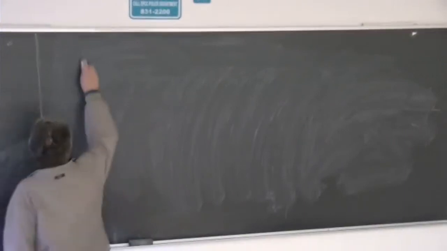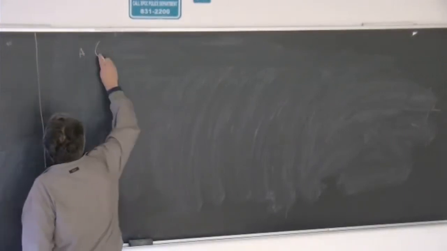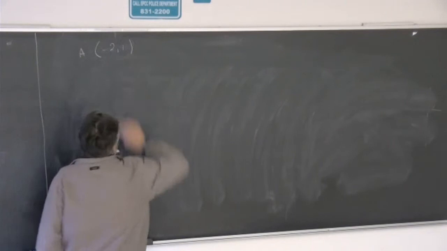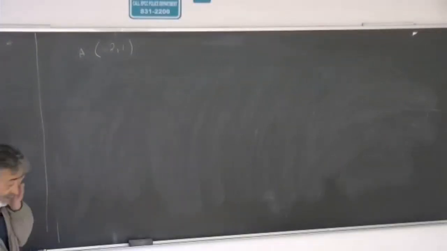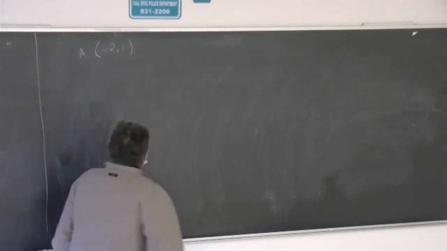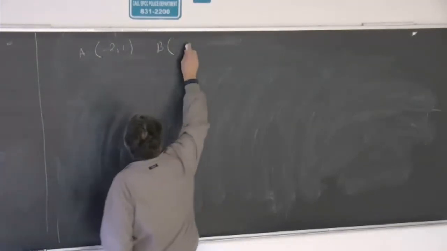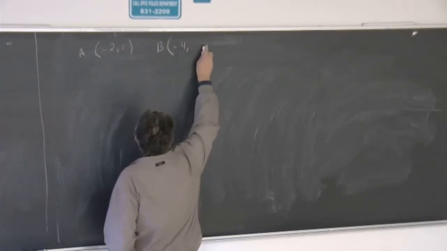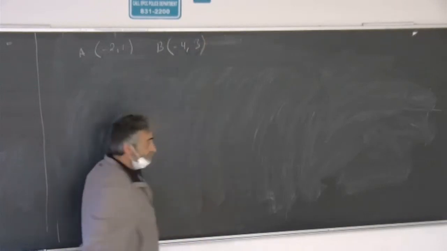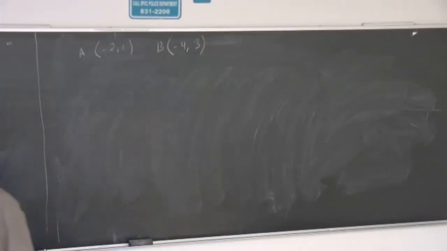Suppose we have a point A with value, say, negative 2, 1. I'm going to use positive and negative numbers, so this way you can have both examples. Say B is negative 4 and 3. So we have 2 points.